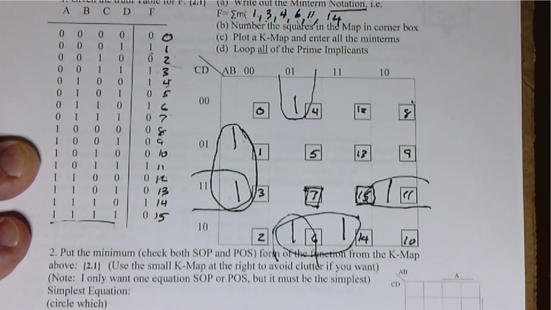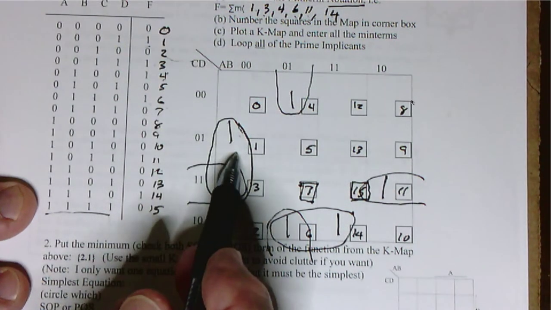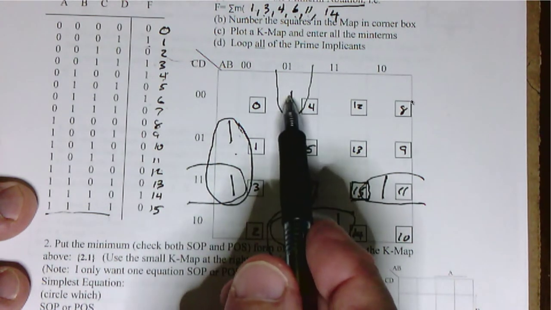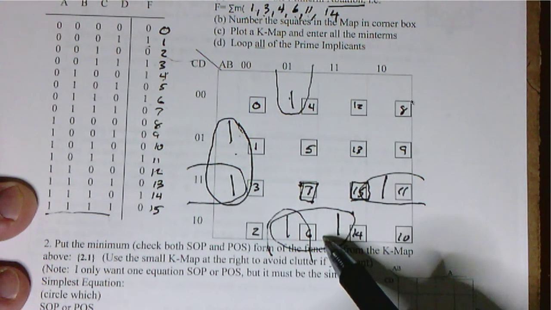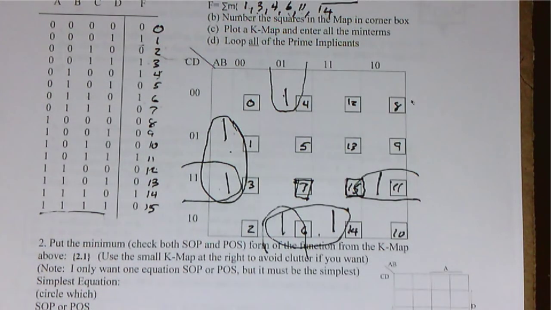So you're done. And it turns out that every single one of these prime implicants is essential, because each one of these prime implicants has a term in it not covered by any other prime implicant. This box is not covered by any other. This box is not covered by any other. This box is not covered by any other. And this box is not covered by any other. So they're all 4 essential. You need all 4 for your solution.